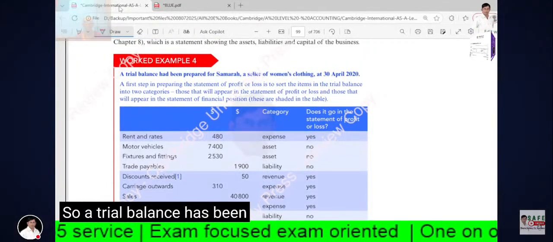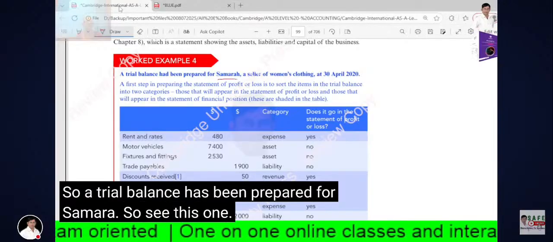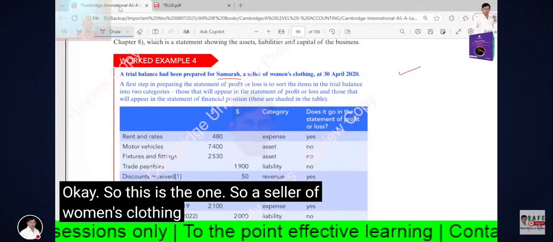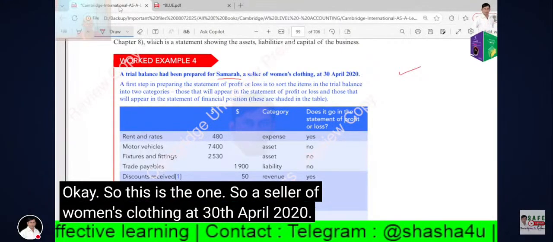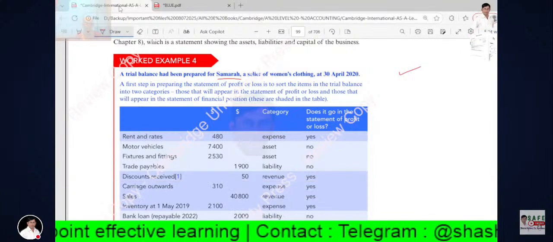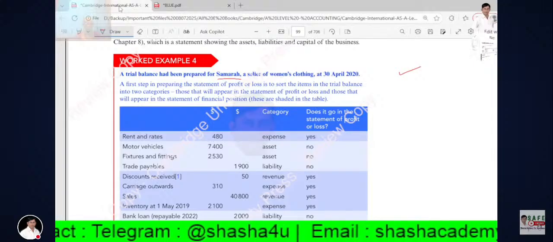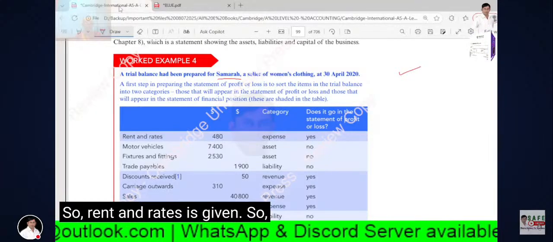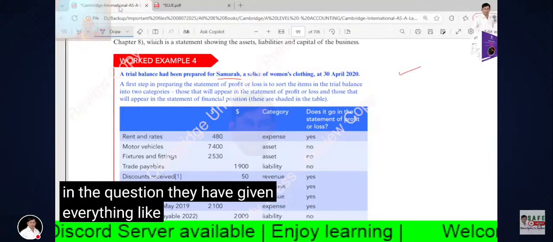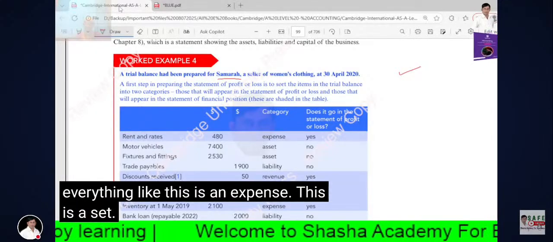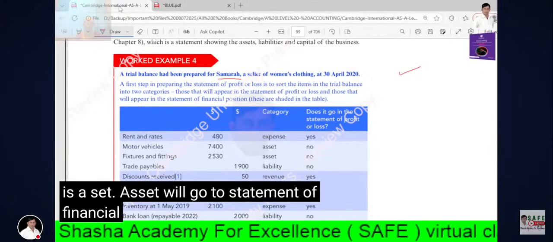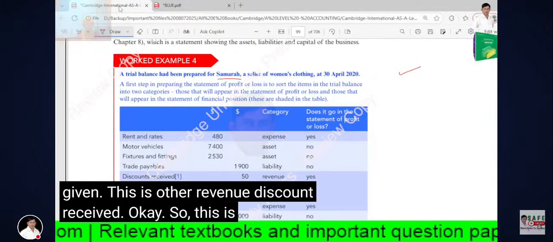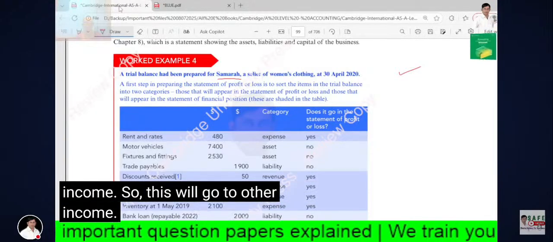So, the trial balance has been prepared for Samara. This is the one: a seller of women's clothing at 30th April 2020. Rent and rates is given. Here in the question they have given everything. This is an expense, this is an asset that will go to the statement of financial position, revenue is given, this is other revenue, discount receipt. This is other income, so this will go to other income.